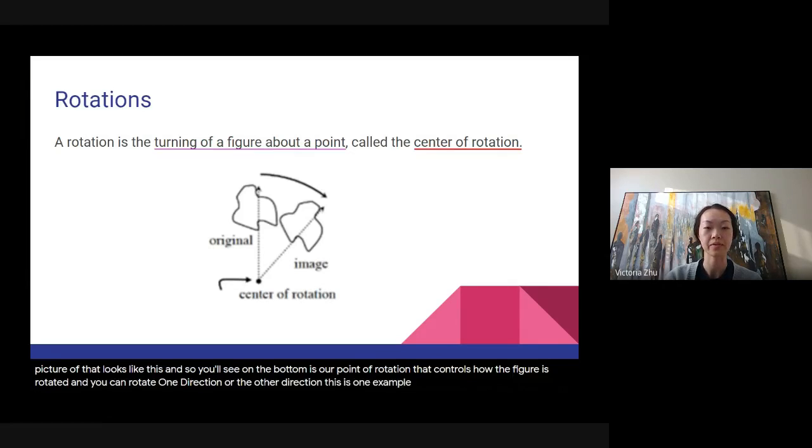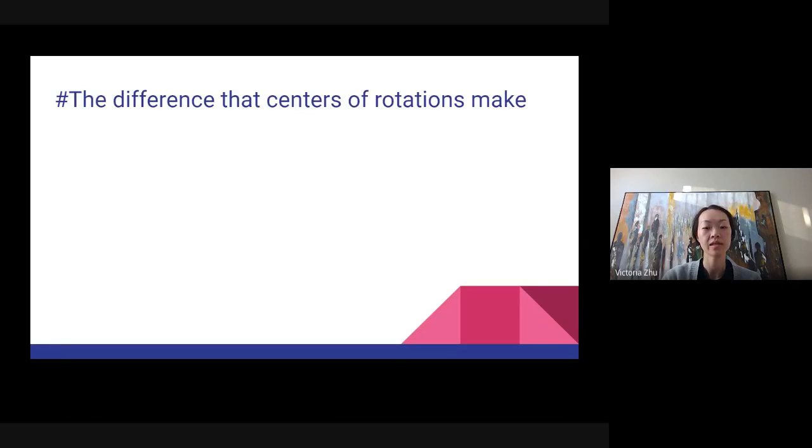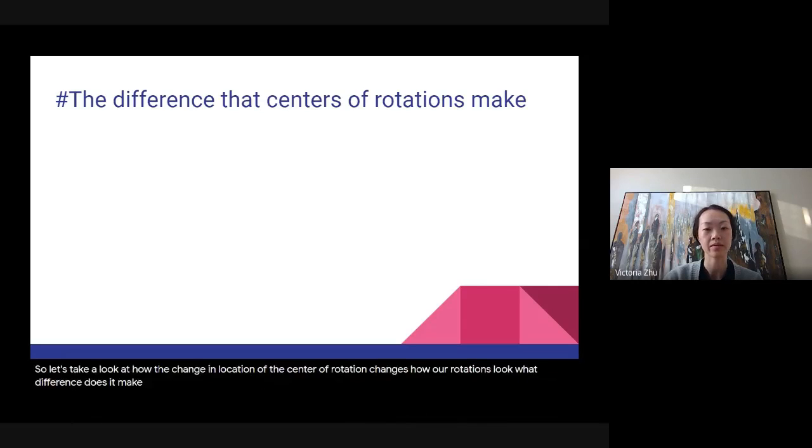This is one example of a rotation. The lines there are to guide you that it's going from one position to the next in a circular motion. And so it is important to know that the location of the center of rotation determines how your rotation looks. So let's take a look at how the change in the location of the center of rotation changes how our rotations look. What difference does it make?